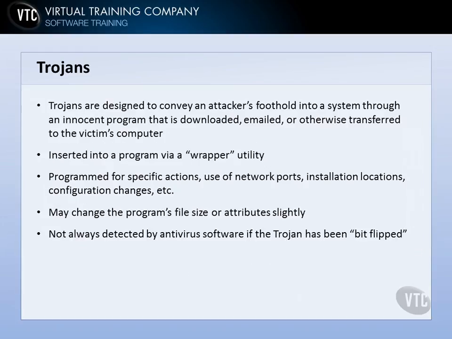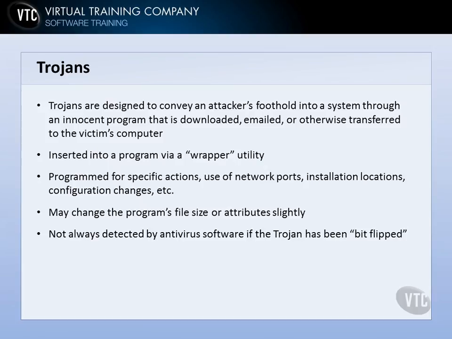Now, what Trojans are designed to do really is get an attacker on the box. In an earlier chapter, we talked about system hacking, and one of the big problems is actually getting your tools on the box, or getting malware or something on the box that you can use to hack the box. That's where Trojans come in. They're basically designed to convey an attacker's foothold into a system, and they do this through an innocent program that is downloaded to the machine, emailed to an unsuspecting user, or otherwise transferred somehow to the victim's box.